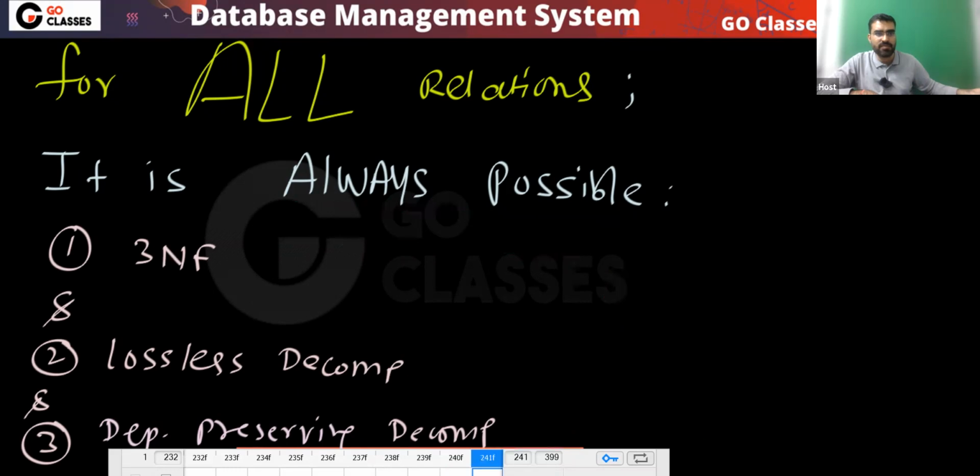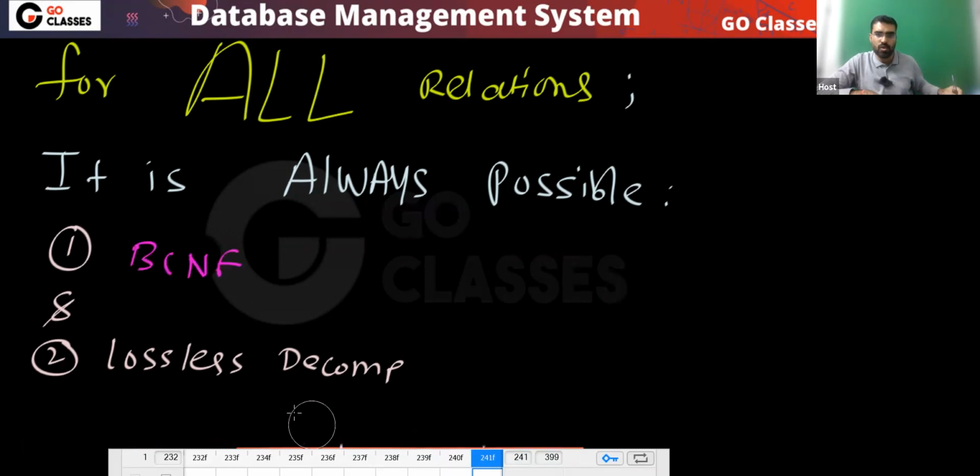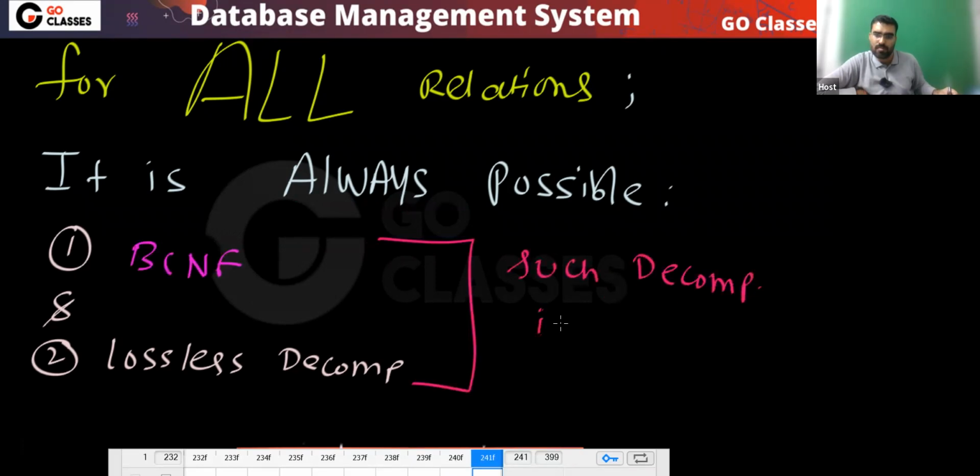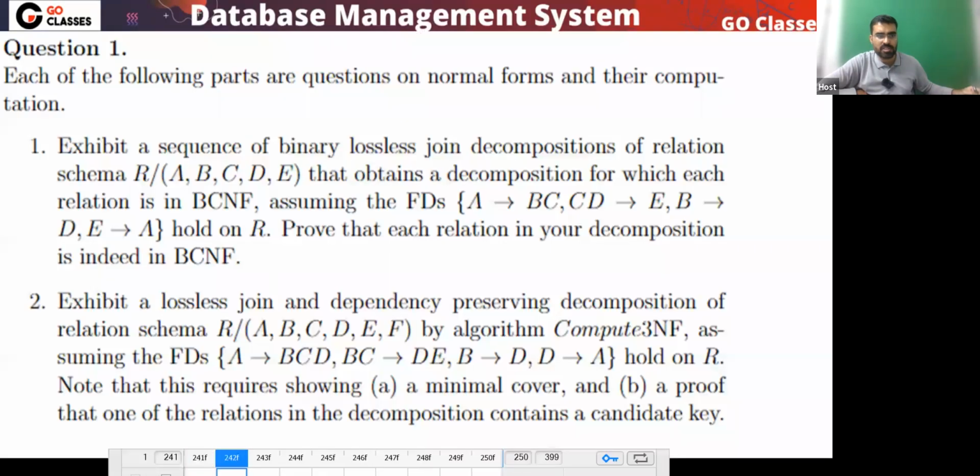And what about BCNF? If I remove this 3NF here and put BCNF here, then you have to remove this statement, because it is not always possible. Of course, sometimes it is possible, but such a decomposition is not always possible.